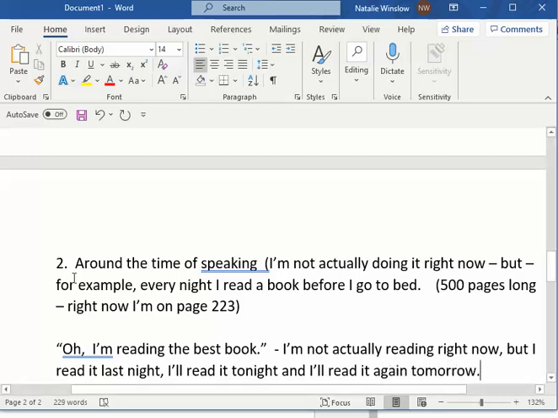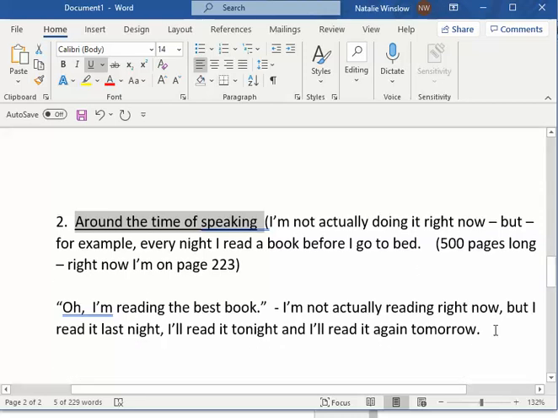So that's why we say the rule is around the time of speaking. It's around the time. It was last night, tonight, tomorrow night. It's not exactly right now, but I'm in the middle of it. I'm not finished, so I'm reading the best book right now. I love it. Okay?